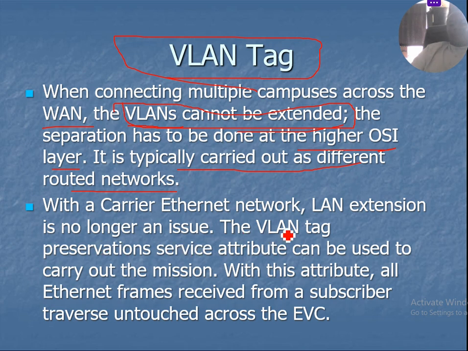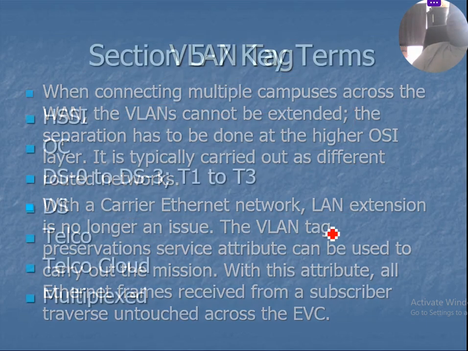Now with a carrier Ethernet network, local area network extension is no longer an issue, because we can carry it over a wireless medium. The VLAN tag preservation service attribute can be used to carry out this mission.